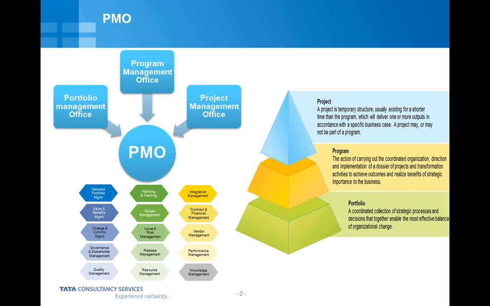Now within a PMO, you would see these hexagons. These are some of the key processes which PMOs take care of, for example, issue and risk management, and at a strategic level, demand and portfolio management. Depending on the scope of the project management office, they do all these kinds of activities.